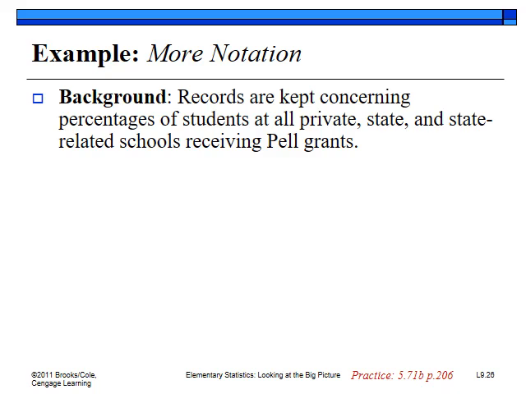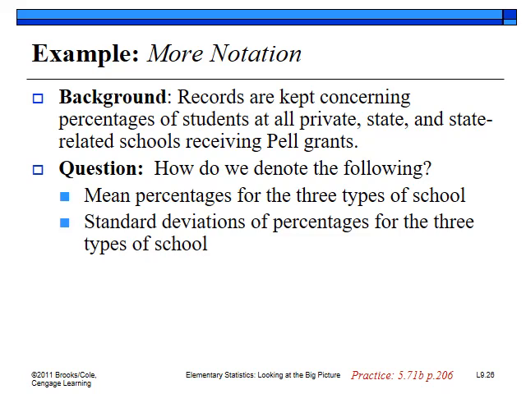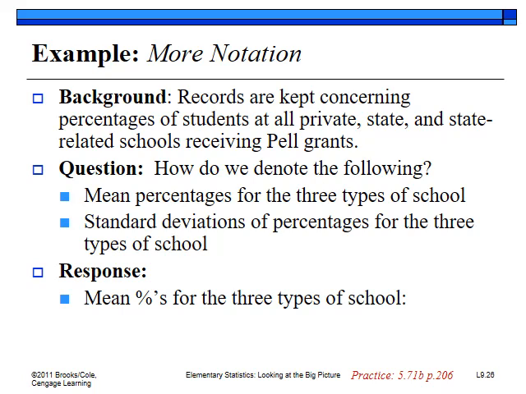Another example. Here, records are kept concerning percentages of schools at all private, state, and state-related schools receiving Pell Grants. How do we denote the mean percentages for each of the three types of school and the standard deviations of percentages for these three types of school? Well, this is not a paired design, this is a three-sample study. We'll use the typical notation with subscripts 1, 2, and 3.